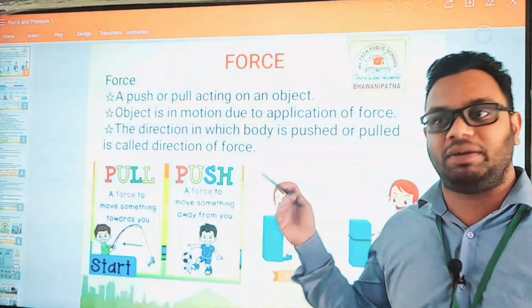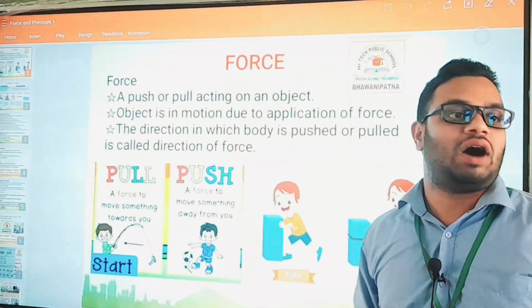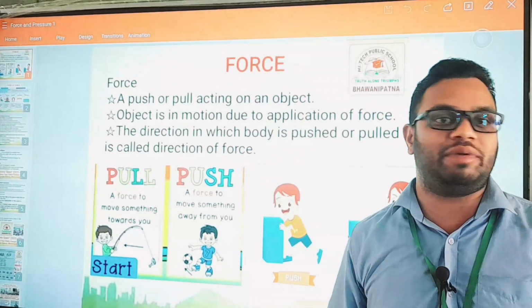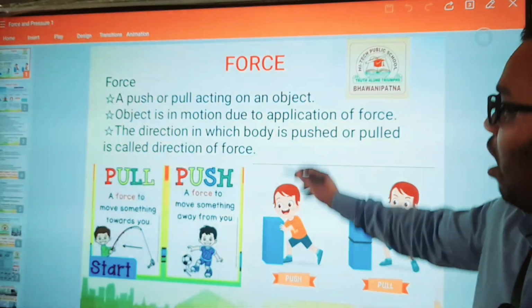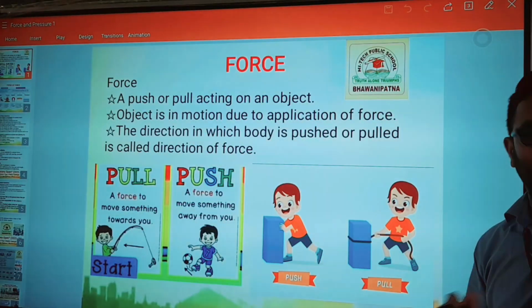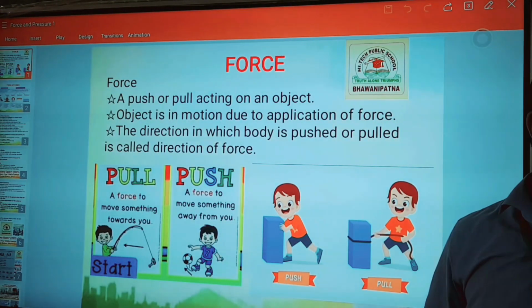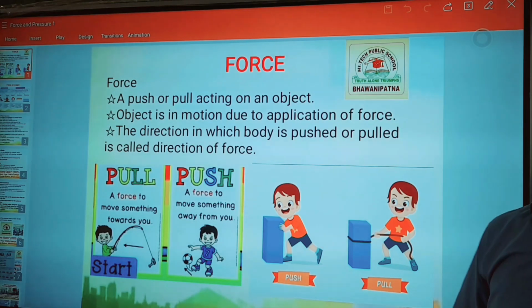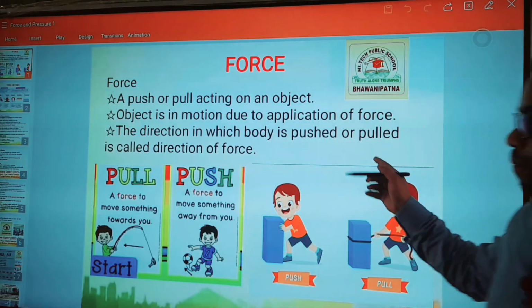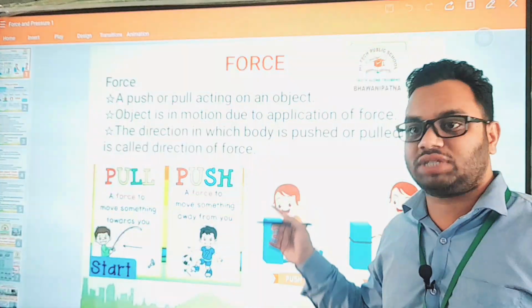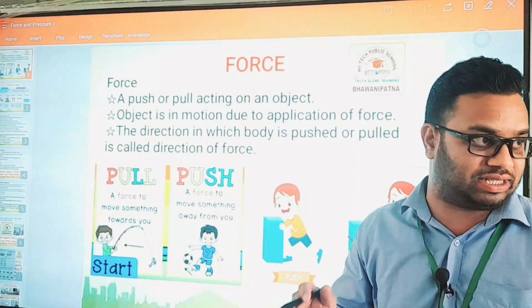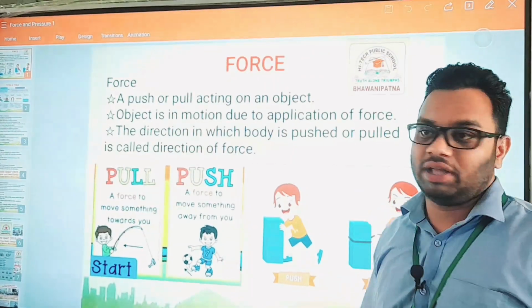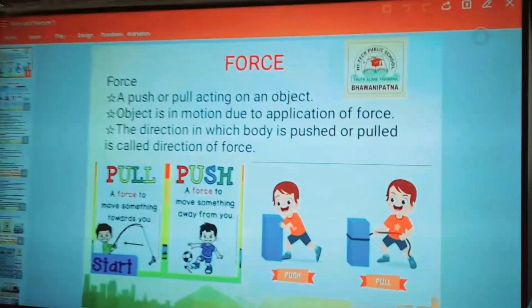So next one, object is in motion due to application of force. How will some object be in motion? Because of the applied force. When we apply force, then the object can move. Without any force, no movement we can see in the object. Yes or no? When we apply force or some external force is there, and the force must be imbalanced. That force is imbalanced, that is not a balanced force. Then the object can move.